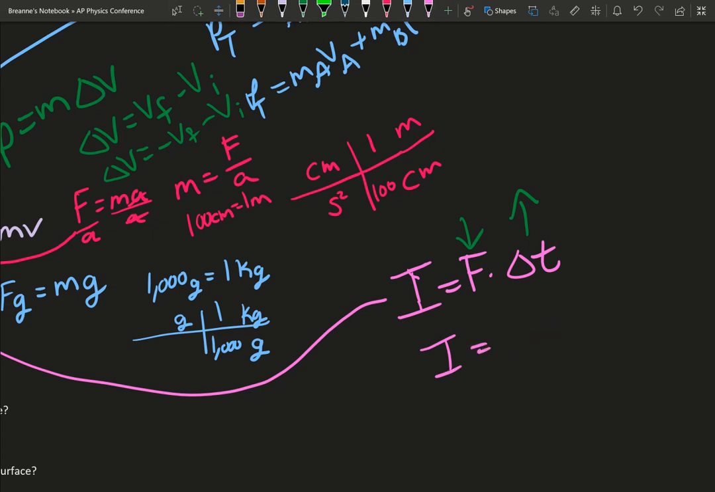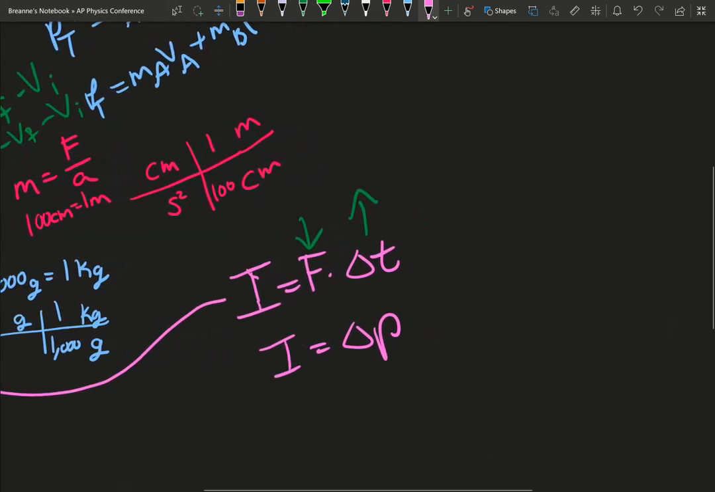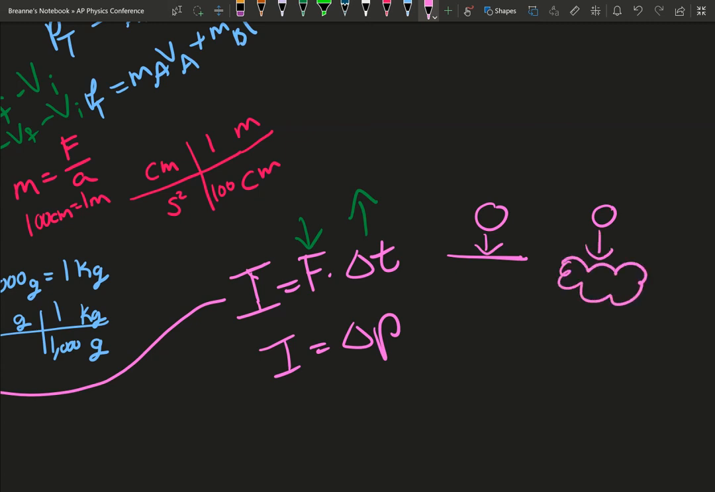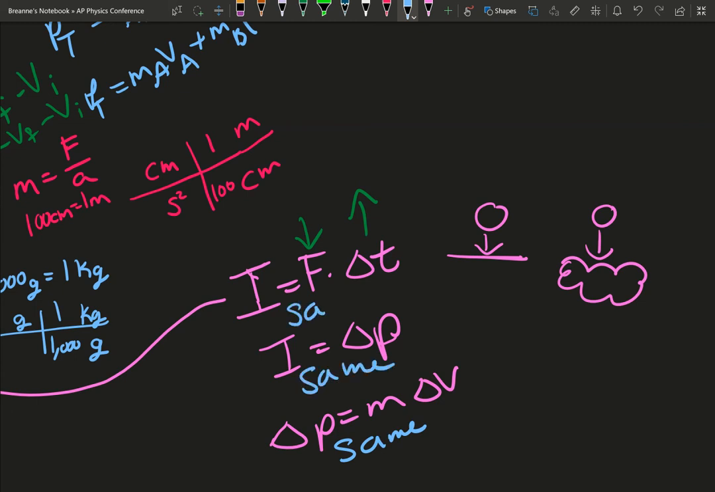And no matter what, an object hitting a hard surface versus that same object hitting a soft surface is going to have the same change in momentum. As you remember, change in momentum is just mass times change in velocity. The mass doesn't change, and the change in velocity doesn't change. It'll be falling at whatever rate it's falling, then going to zero. So this stays the same.